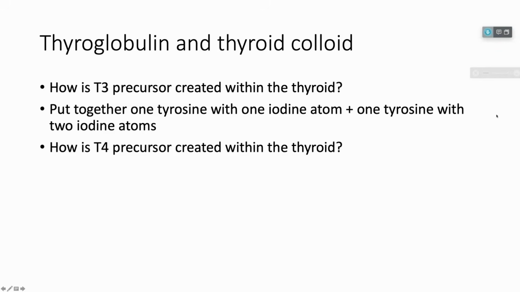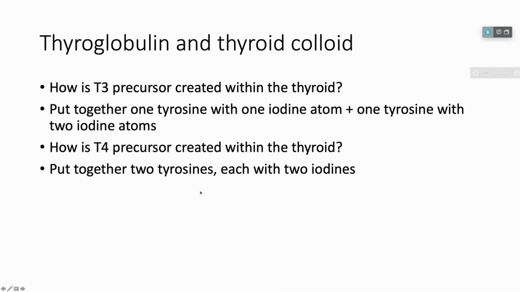So Paula, building off of Natalie's mind reading, can you please tell us how you get a T4 precursor made within the thyroid? So it's made the same way, but instead of joining one MIT and one DIT, you join 2 DITs, which come up to a total of 4 iodide atoms. Perfect. Exactly. And you're even using the technical terms. So you're putting together 2 diiodinated tyrosines. That's what they stand for.